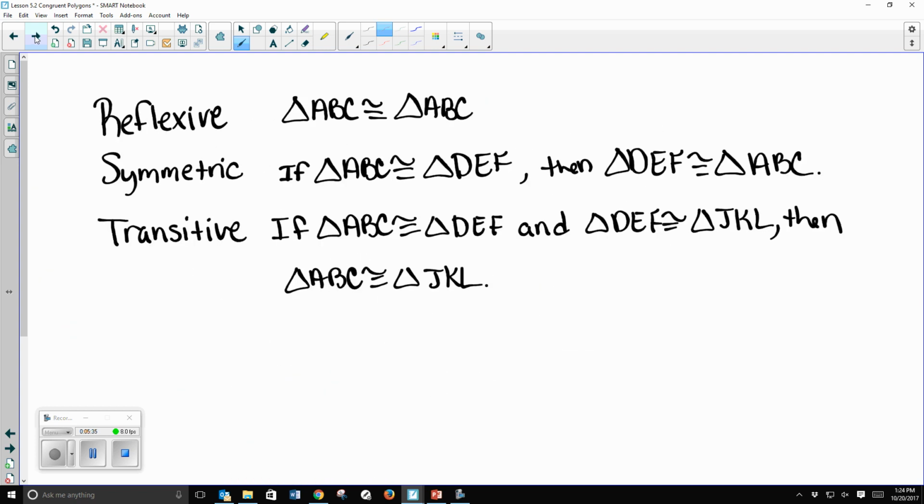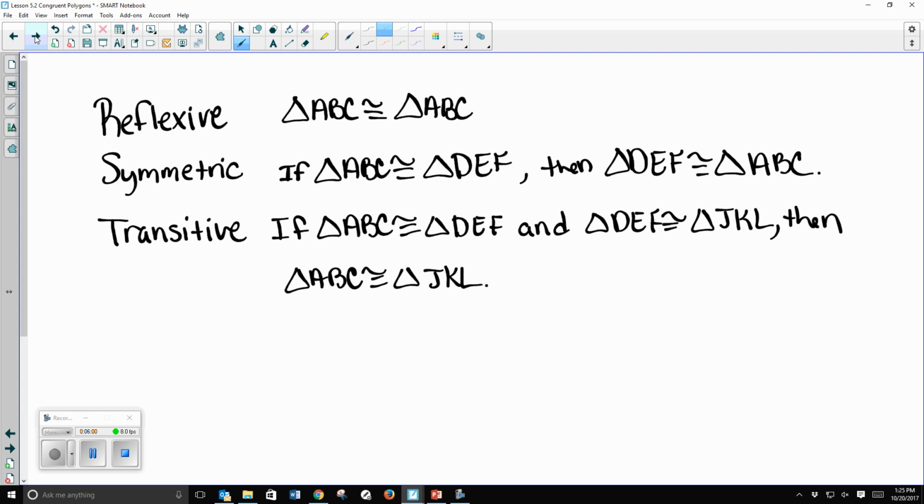These properties are in your book. You can write it all down if you want to, or if you just want to write down reflexive, symmetric, and transitive. I think we've used them enough for you to understand what they are. The reason we have them again is because it's talking about the reflexive, symmetric, and transitive properties of triangle congruence. We've already talked about congruence. Well, it's the same thing.